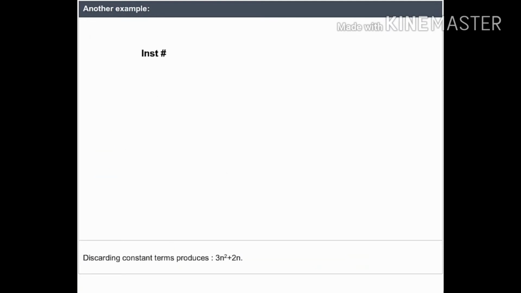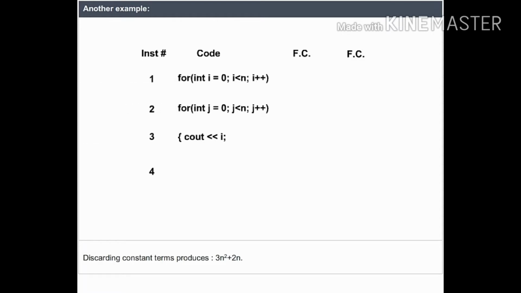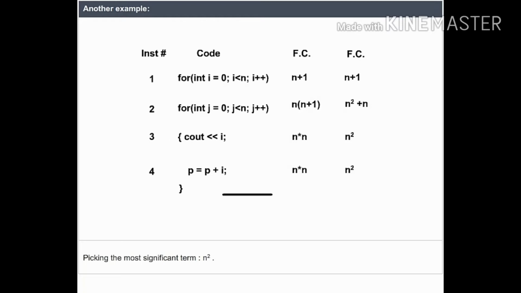Another example. Discarding constant terms produces 3n squared plus 2n. Clearing coefficients, n squared plus n. Picking the most significant term, n squared.